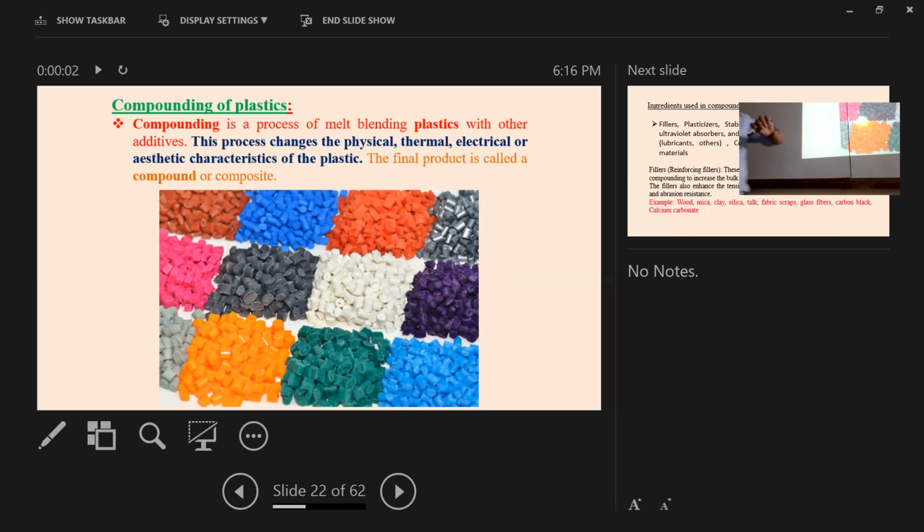Okay, maybe just compounding of plastics. Compounding is a process of blending plastics with other additives. This process changes the physical, thermal, electrical, or aesthetic characteristics of the plastic. The final product is called a compound of plastic or composite.